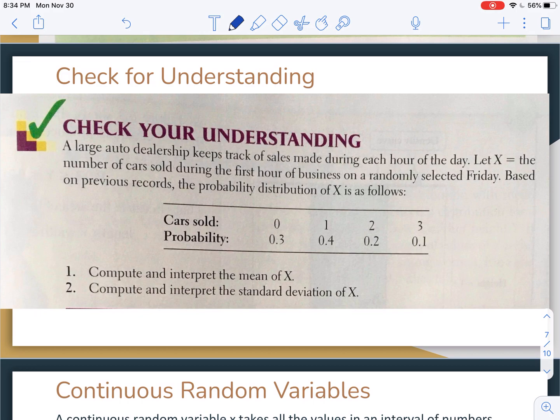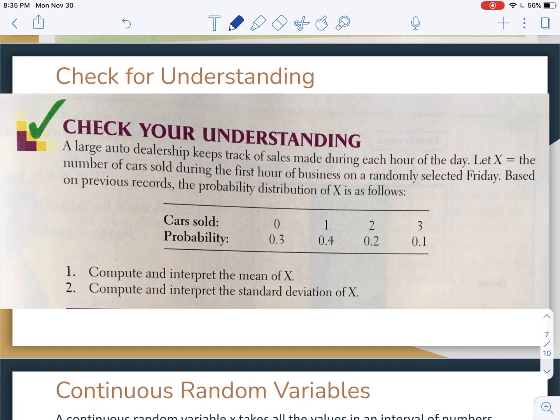So a large auto ship dealer keeps track of sales made during each hour of the day. Let X equal the number of cars sold during the first hour of business on a randomly selected Friday. Based on previous records, the probability distribution of X is as shown. So in the first hour, there's a 30% chance no cars are going to be sold. There is a 40% chance that one car is sold in that hour. There's a 20% chance there are 2 cars sold in that hour. And then there's a 10% chance that 3 cars are sold in that hour.